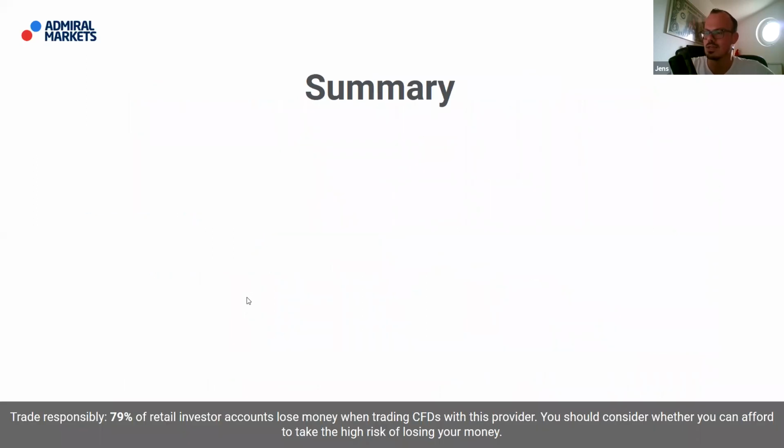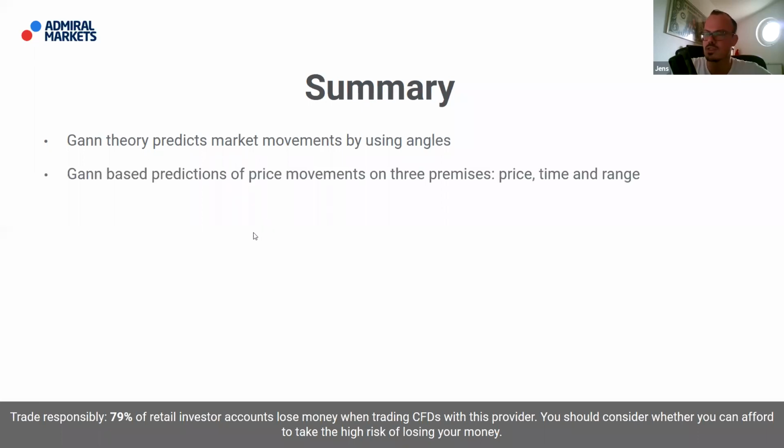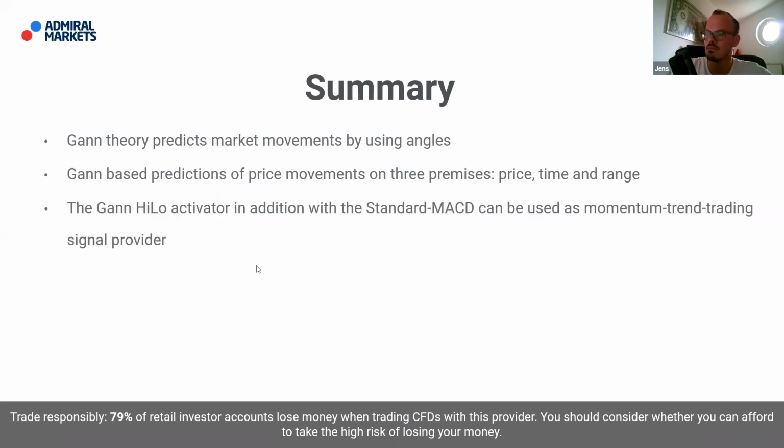So let's sum this up. Gann theory is a concept which is used here when it comes to formulating this Gann Hi Lo activator. Gann theory predicts market movements by using angles, especially, and it bases its predictions of price movements on 3 premises: price, time, and range. And so the Gann Hi Lo activator, in addition with the standard MACD here, can be used as a momentum trend trading signal provider for your intraday trading.